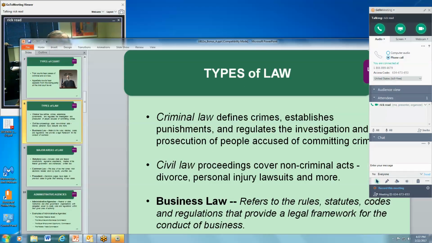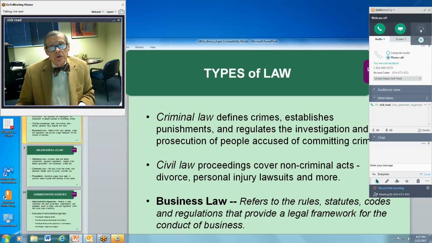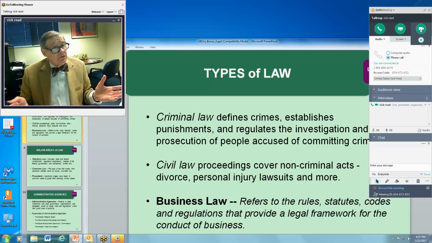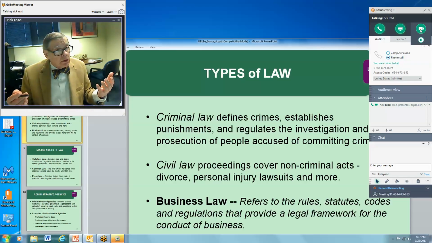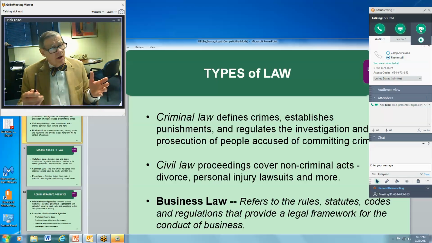These are the types of laws that we have. We have criminal law, which we sort of talked about just a second ago. And notice what it does. It establishes punishments. Criminal law, now here we're not talking about the courts themselves, regulates an investigation and the prosecution against people who have been accused. I want to use that word, accused of committing a crime. And in civil laws we talked about before, non-criminal acts. When I mentioned divorce, personal injury, things of that nature.